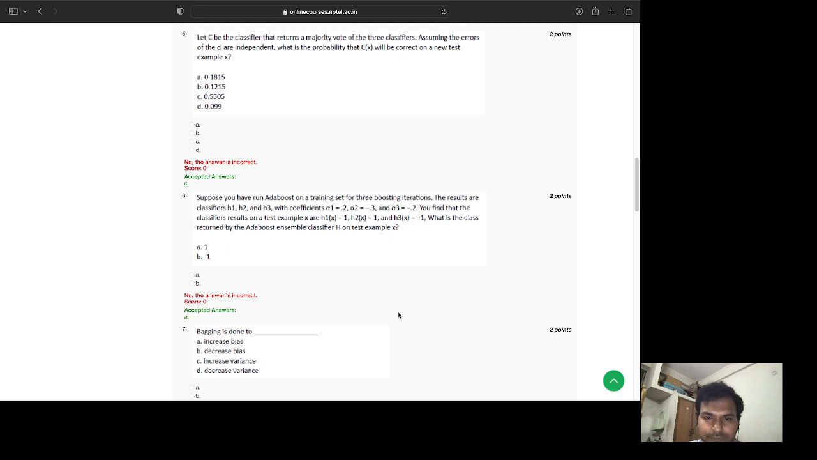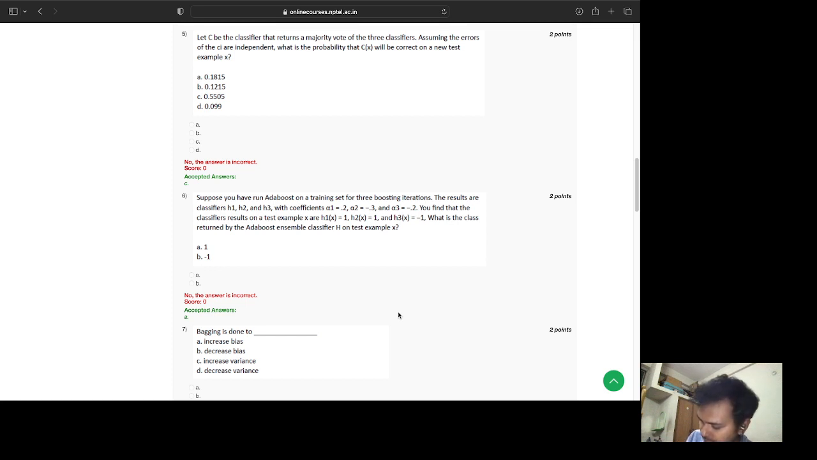Sorry, sir, can you explain? You have to take alpha1 H1(x) plus alpha2 H2(x) plus alpha3 H3(x). Then you see which class it is: greater than 0 means class 1. You need to take the sign of it. So greater than 0 means it is class 1, less than 0 means it is minus 1.